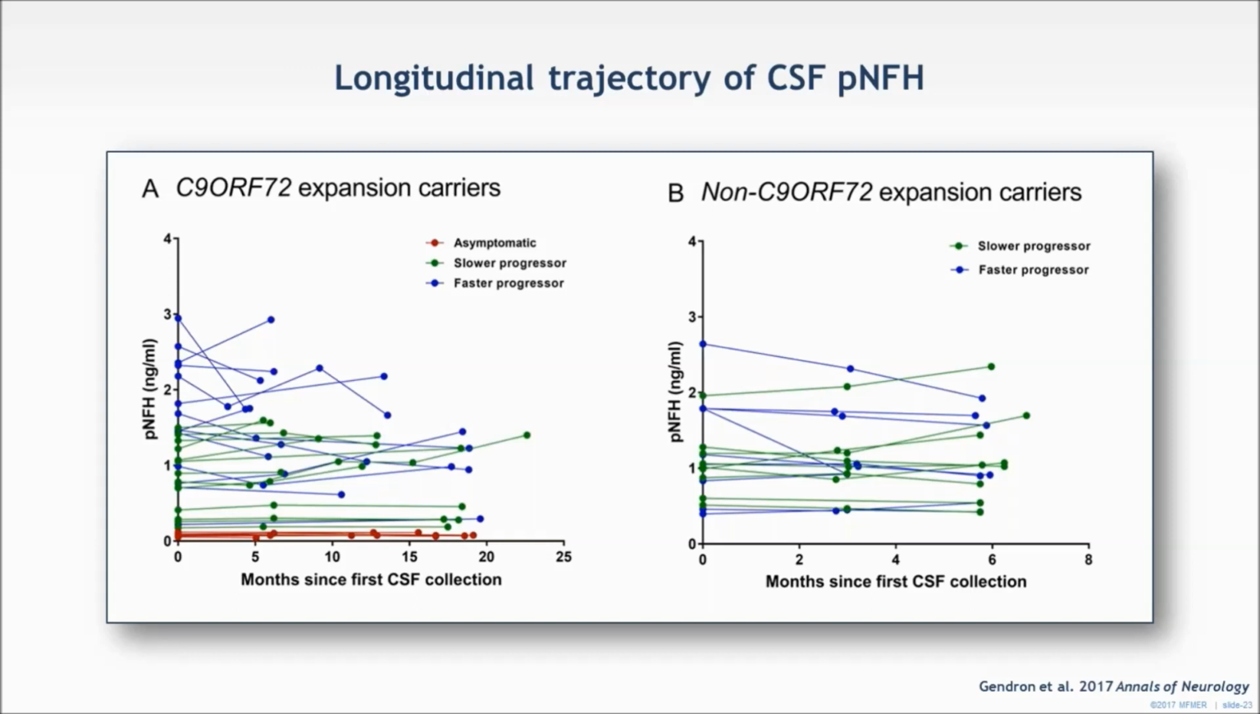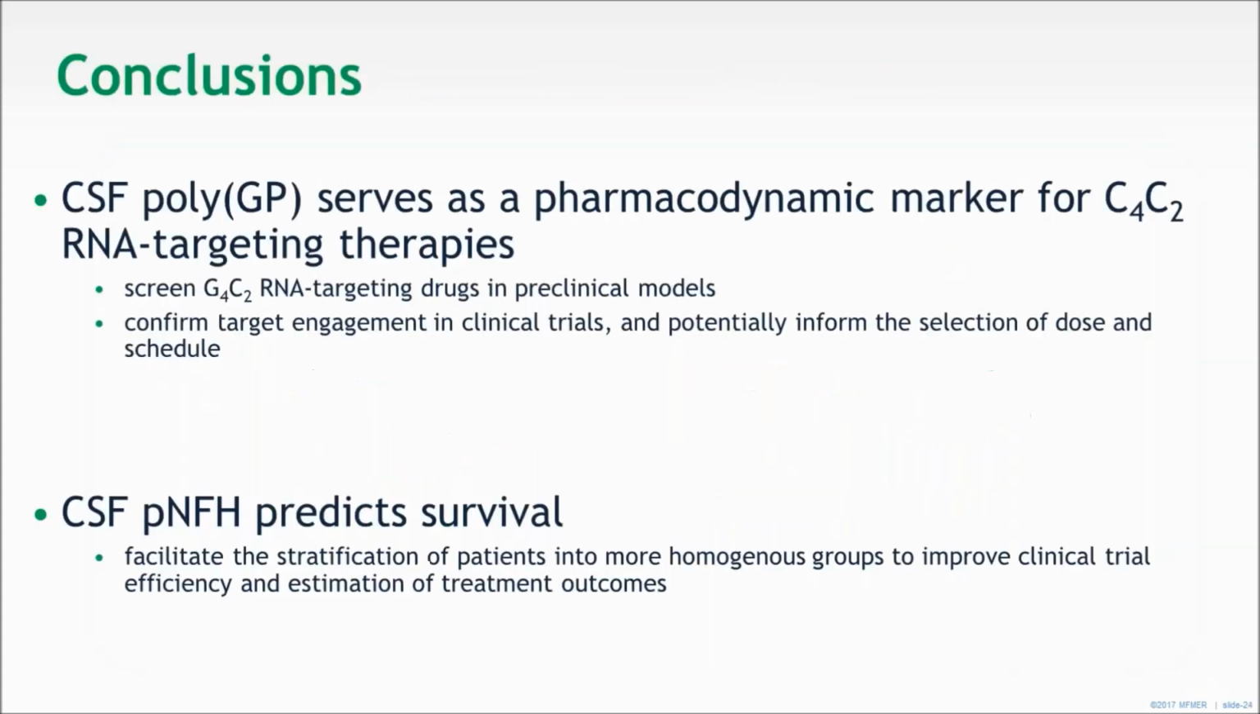And finally, we looked at PNFH levels in CSF in a longitudinal cohort. And quite like PolyGP, we noted that CSF PNFH levels are also stable across time, especially time periods that would be relevant to clinical trials. And again, we think that this would actually be quite helpful and facilitate the detection of any drug-induced differences in PNFH, for instance, if the drug has a neuroprotective effect.